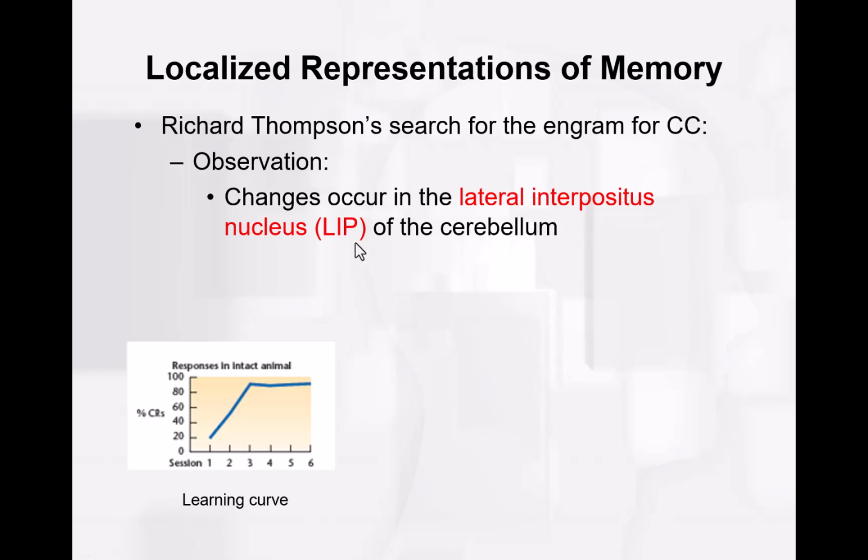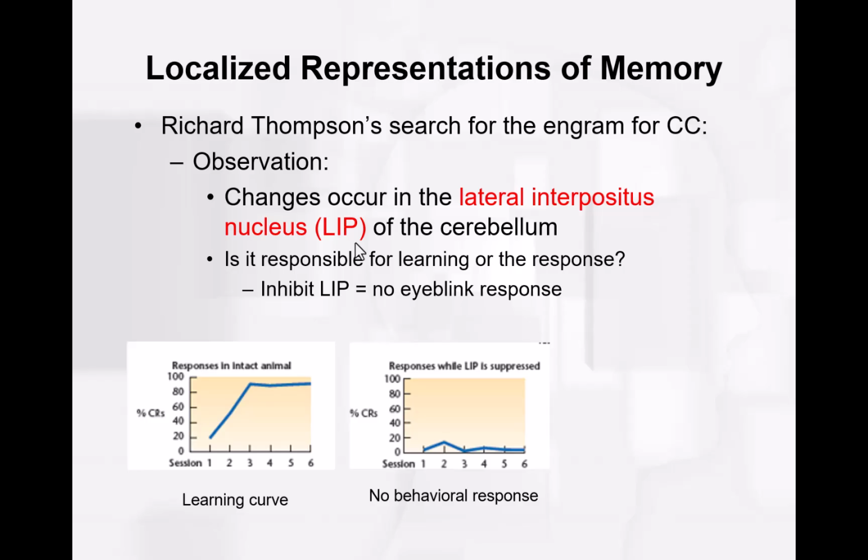They knew that there were changes, and they wanted to know, is it responsible for the behavioral response? Is it responsible for the learning aspect of classical conditioning, or both? They've done a variety of different experiments, but in this one, they wanted to know, is it responsible for learning or the response? They inhibited the lateral interpositive nucleus.